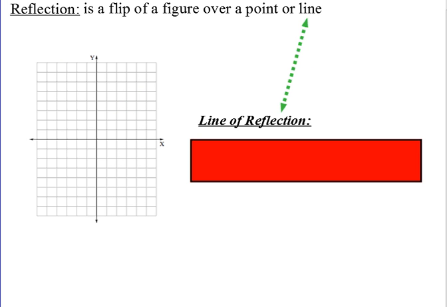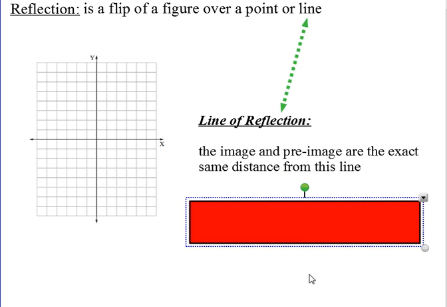Now let's take a look at a second one, which is called a reflection. A reflection is a flip of a figure over a point or a line. It's important to know that a line of reflection separates the image and the pre-image, and they're the exact same distance from this line. This line of reflection can be found anywhere.